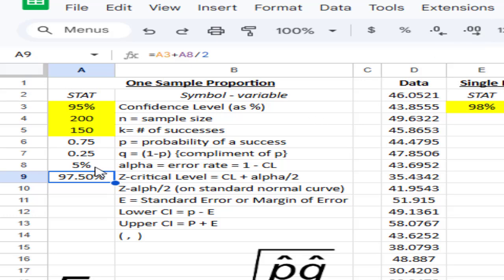Now, of course, none of this is necessary. We could do all those computations within the actual z function.